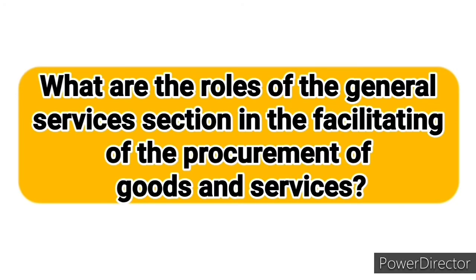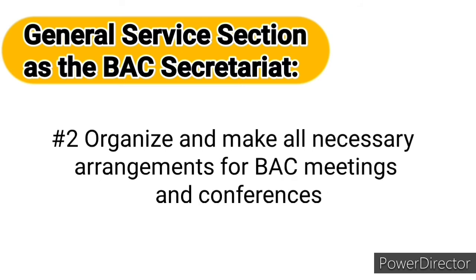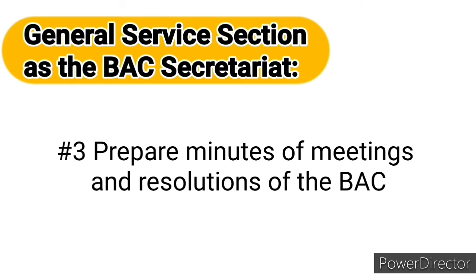Now, what are the roles of the General Service Section in facilitating the procurement of goods and services? Since the General Service Section will serve as the Secretariat of the Bids and Awards Committee, or the BAC, the following are the roles and responsibilities. First, they provide administrative support to the BAC. Another role is they organize and make all necessary arrangements for BAC meetings and conferences. They also prepare minutes of meetings and resolutions of the BAC.